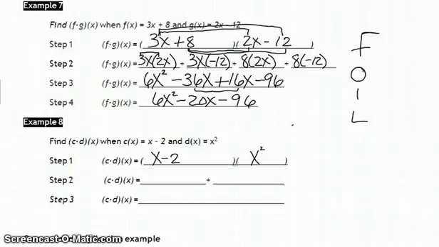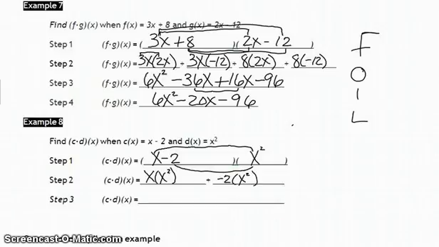They're not both binomials, so I'm just going to use the distributive property to help me find the product. And all that is I'm going to take each term in my first expression and multiply it by each term in the second expression. And this time it's only the one term in that second expression. So I'm going to have x times x squared. Then I have negative 2 times x squared.